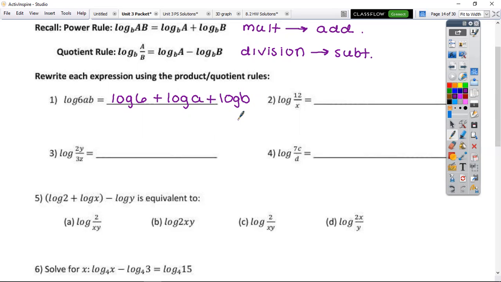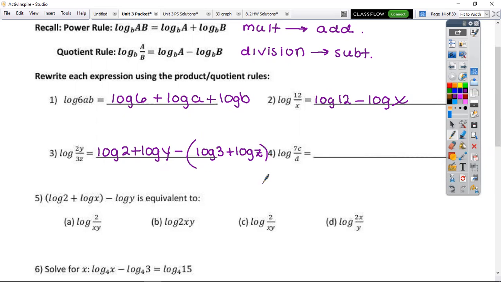Number 2, I have a quotient. So this would simply become the log of 12 minus the log of x. Done. Number 3, you have a product and a quotient. So the top product I break into a sum. So that gives me the log of 2 plus the log of y. And then what do we need around the bottom because you have the 2 terms? Parentheses. Okay. I'm going to go log of 3 plus the log of z. There is nothing wrong with leaving it like that. So I'm going to stop there.